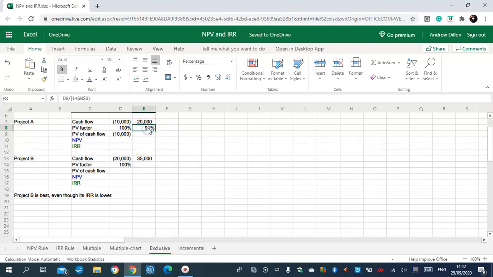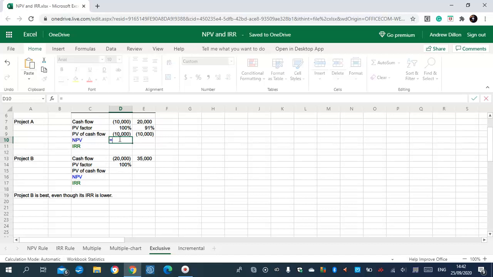The answer is 91%, which is entirely correct. Now I have to calculate the present value of cash flow: cash flow multiplied by present value factor. Now the net present value, E9. Now the internal rate of return calculation.